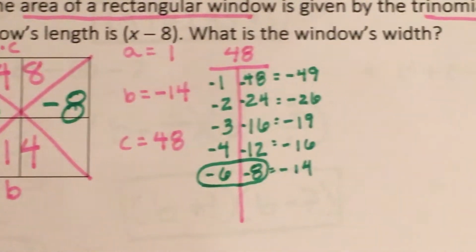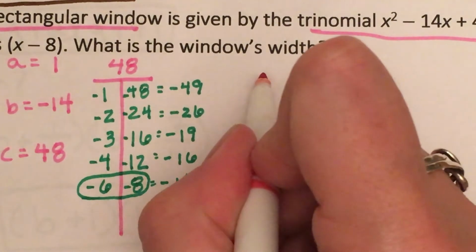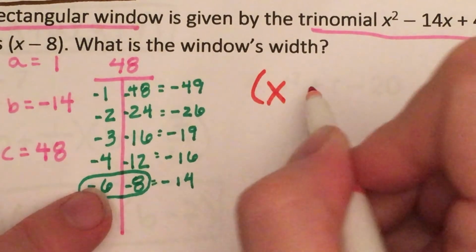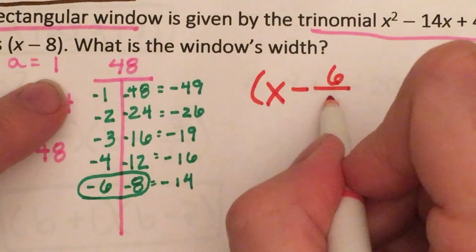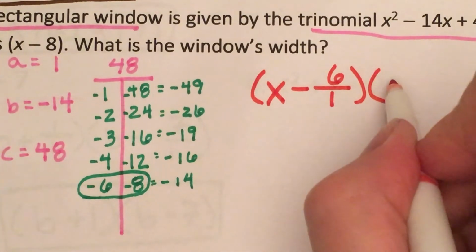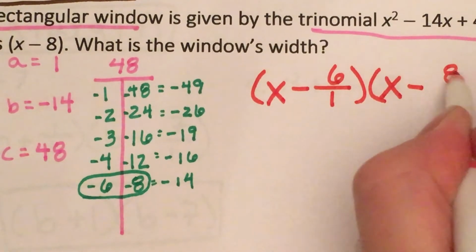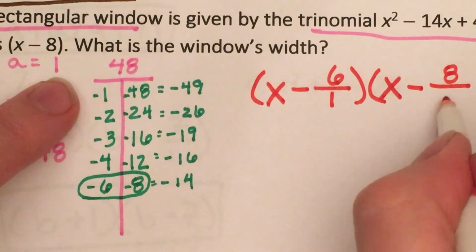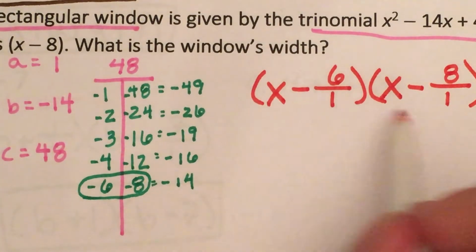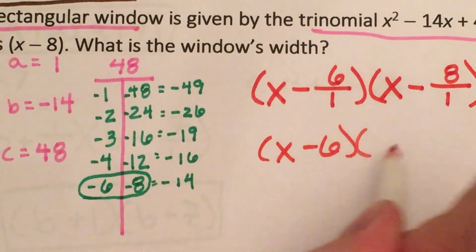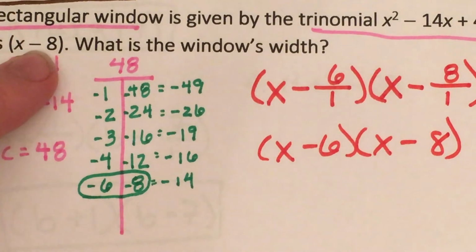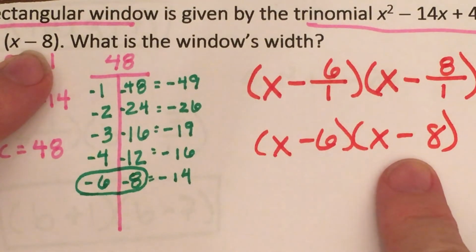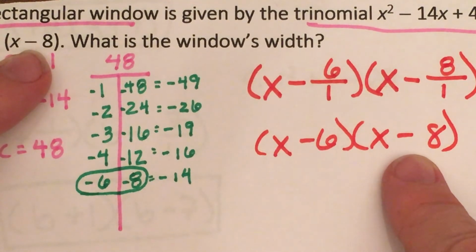All right, let's go build our binomials now. So x minus 6 divided by a. A had a value of 1. And x minus 8 divided by a. A had a value of 1. So these binomials are x minus 6 and x minus 8. Now the problem told us that the length is x minus 8. And hey, good, we got an x minus 8. We did this correctly.